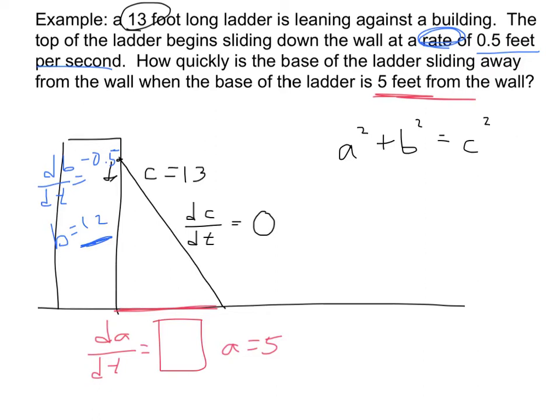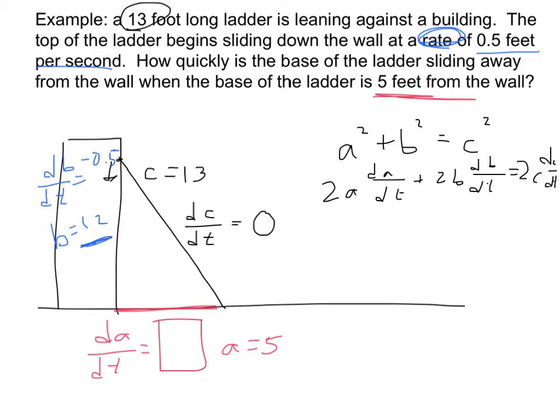So now that I have that, we should be able to take the derivative with respect to t and then use the numbers that we have. And I really believe that you guys should be able to do this, so pause the video and try that out. When you take the derivative, you should get 2a dA/dt plus 2b dB/dt equals 2c dC/dt.